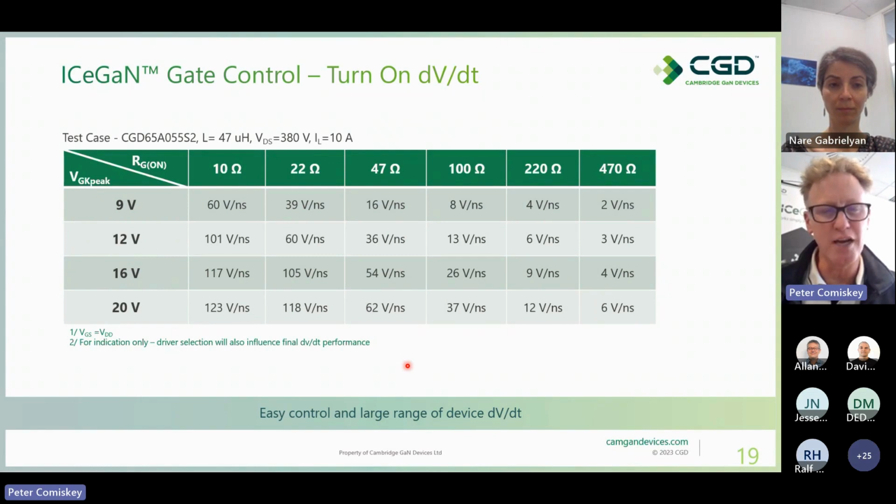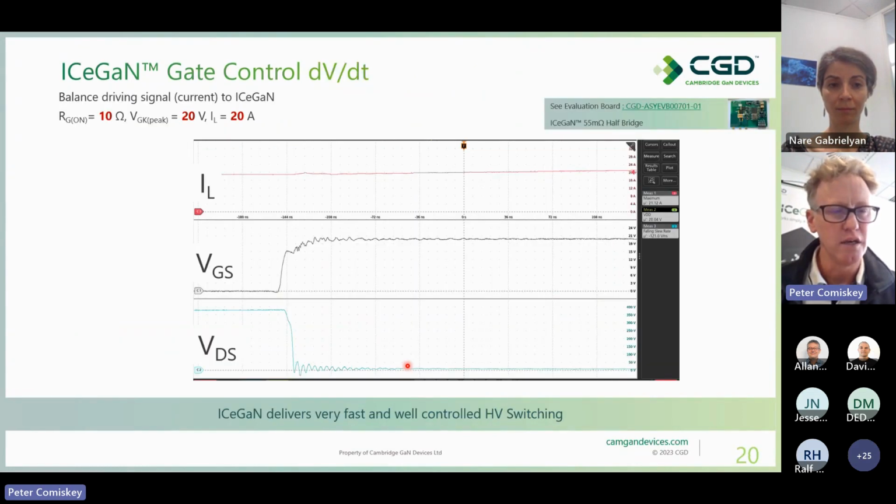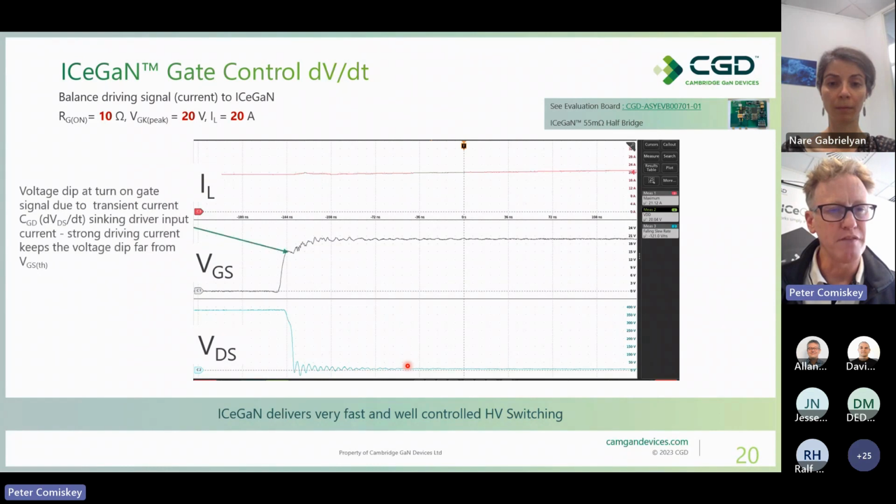Next slide, we're just going to look into one case where we look at quite an aggressive case, which is 10 ohms and 20 volts. Still using the 55 milliohm device, and here showing first of all, if we look at the VGS waveform, we show a particularly fast rise time. Just to put it into perspective, that initial rise time there is around 6 nanoseconds.